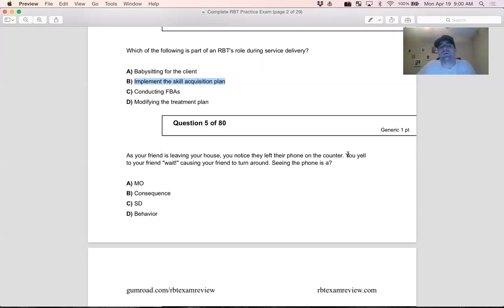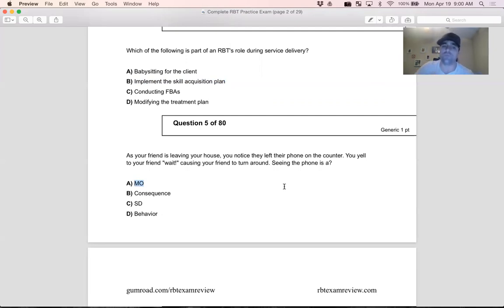So think to yourself, could you have yelled, wait, at any other time? Yes. Your friend turning around and coming back, right? That was always available. But did you want to, or did you need to, right? Was the motivation there? No. What increased the value, okay, or changed the value of the event of yelling for your friend and your friend coming back to you? Seeing the phone, okay? So seeing the phone altered your motivation, okay, for yelling wait. Therefore, seeing the phone is what? A motivating operation.